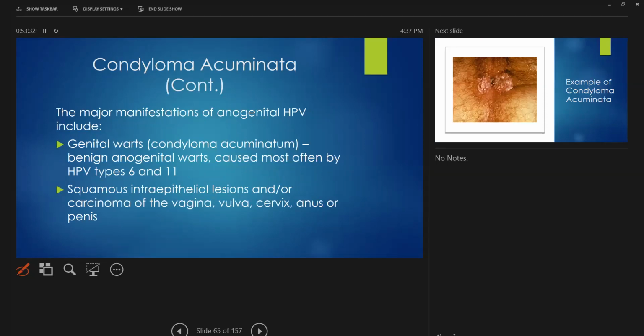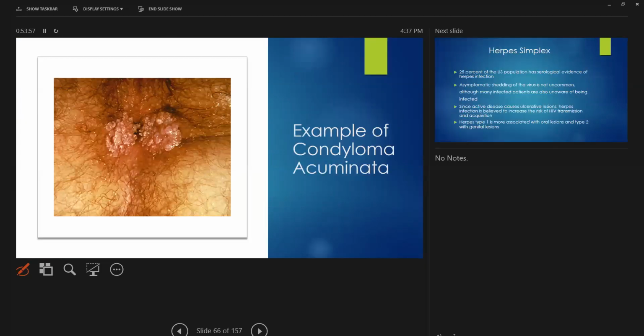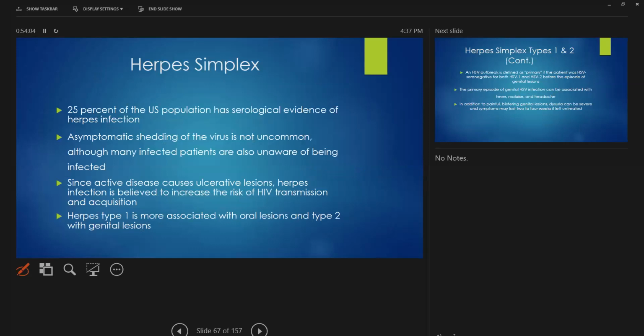So major manifestations: genital warts are oftentimes caused by HPV 6 and 11, so that's always good information to know. You can get these squamous intraepithelial lesions, carcinoma of the vagina, vulva, cervix, anus, or penis. So not good. Here is a picture of one such lesion.